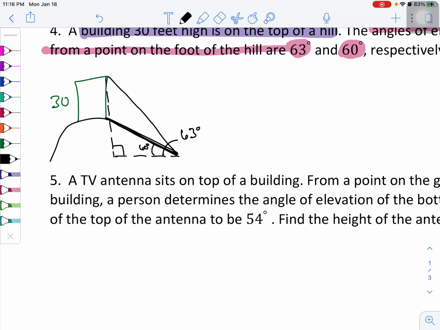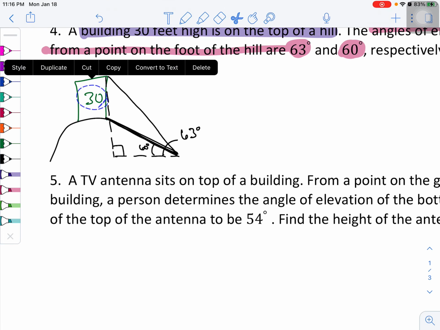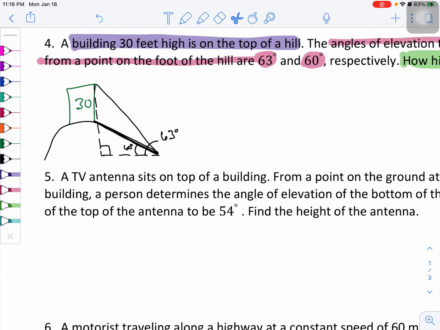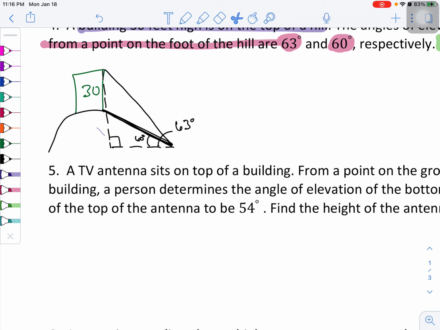All right, so based off of that, I'm going to move this 30 feet over so I actually know the height of the building. And it says, how high is the hill? So x goes there. This is very similar to one of the other problems that we did. So take it apart in pieces and let's start finding some angles.